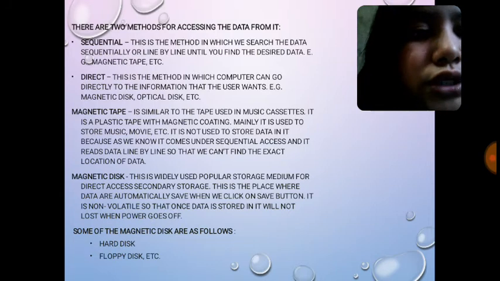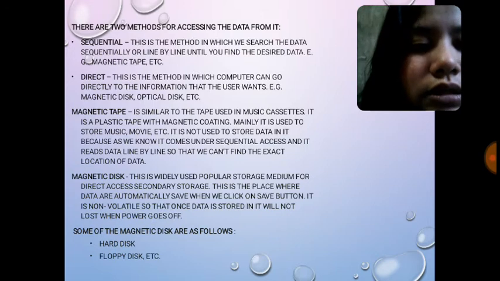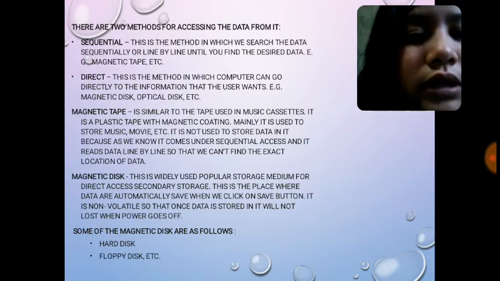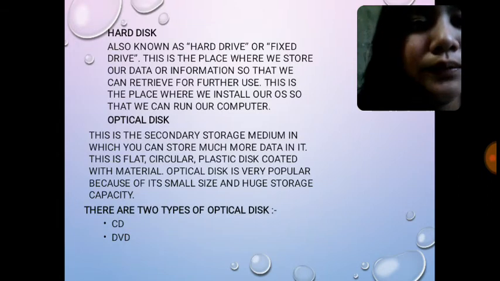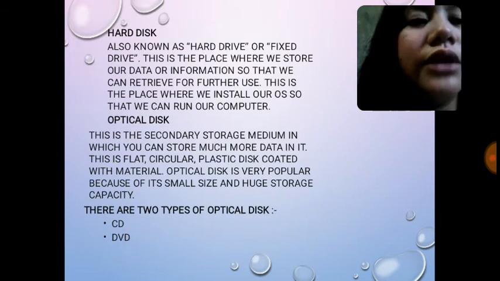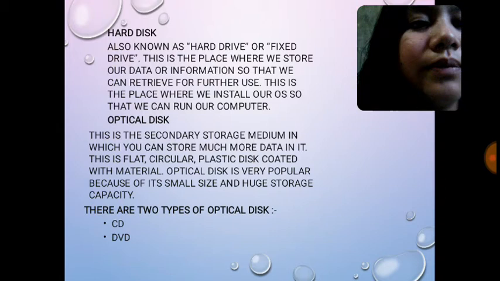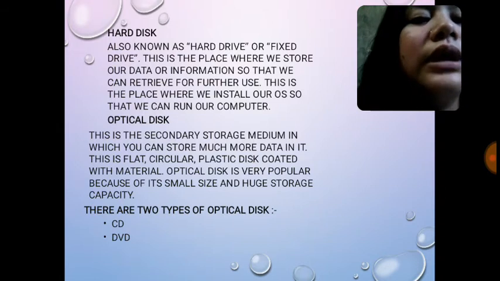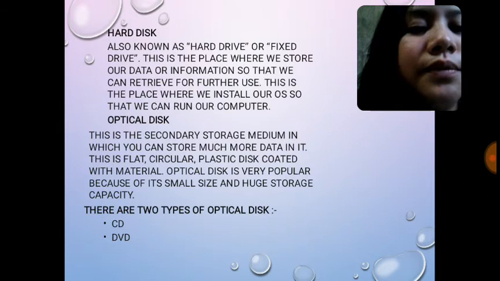Magnetic disk is a widely used popular storage medium for direct access secondary storage. Some of the magnetic disks are as follows: hard disk, floppy disks, and so on. Hard disk, also known as hard drive or fixed drive. This is the place where we store our data or information so that we can retrieve it for further use.